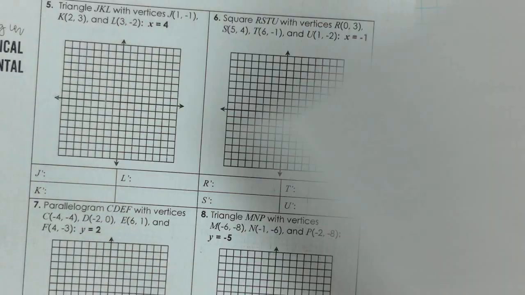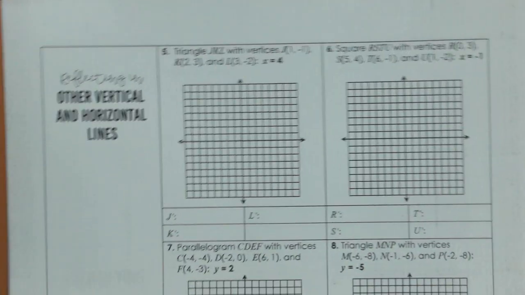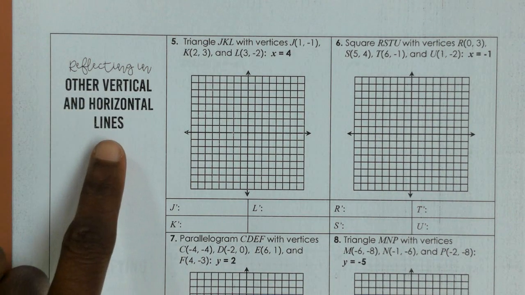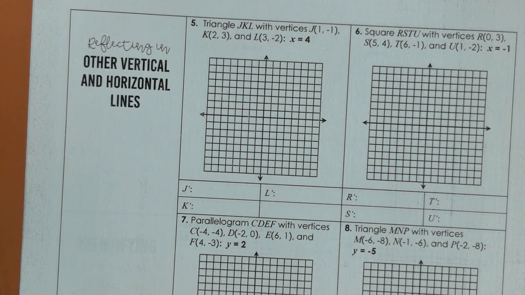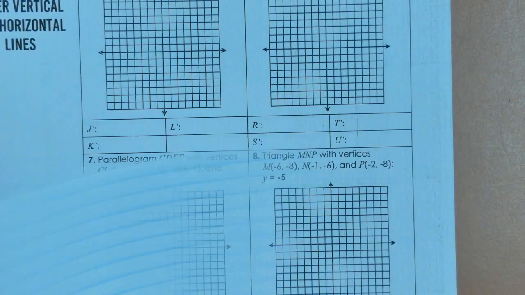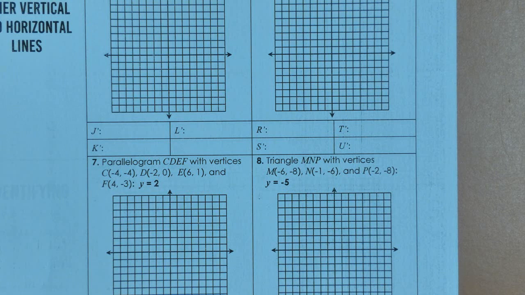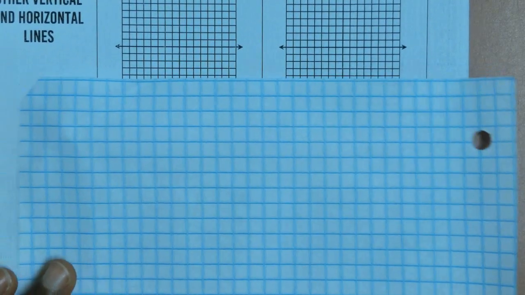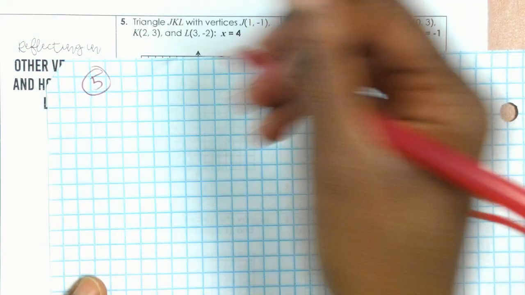Okay, so on the next page, you're still reflecting, but across vertical and horizontal lines that are not the x and y-axis. So I'm going to do number 5. I already have something on that side of the paper. I'll do that one, and then I'm going to skip to the last set. Okay, so for 5, I'm going to throw these points on here. Go ahead and pause it and throw the points on your graph.